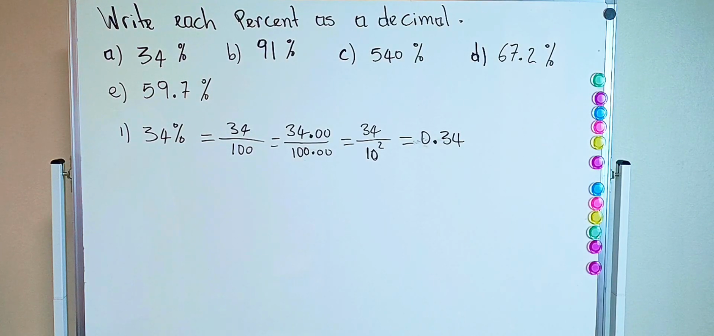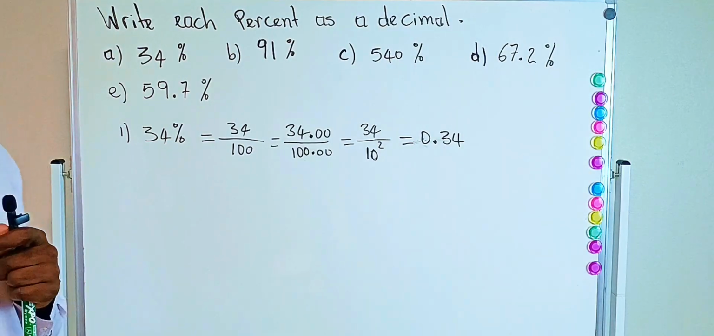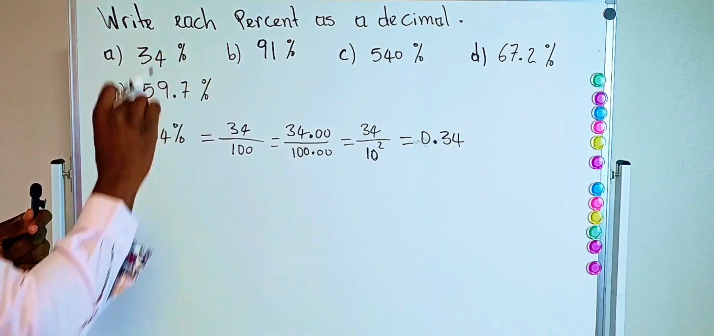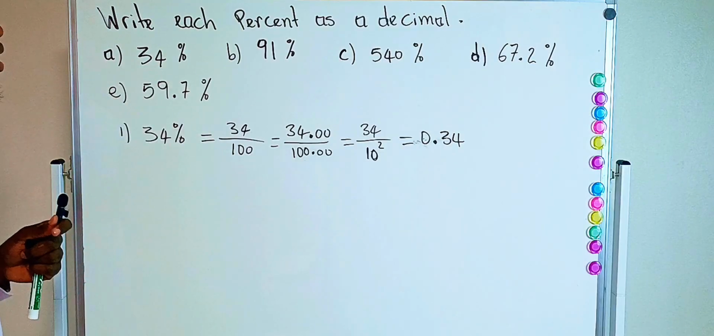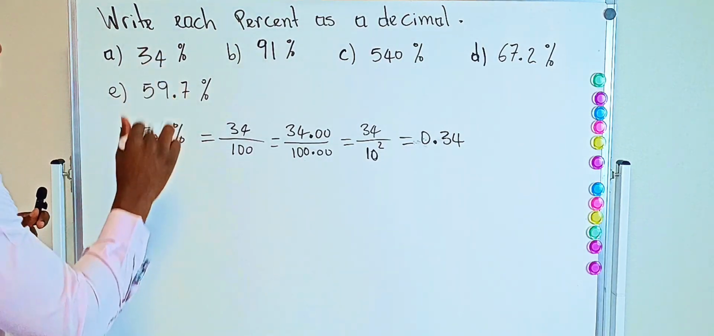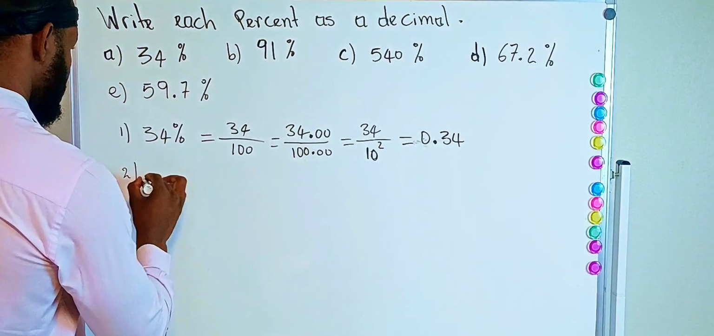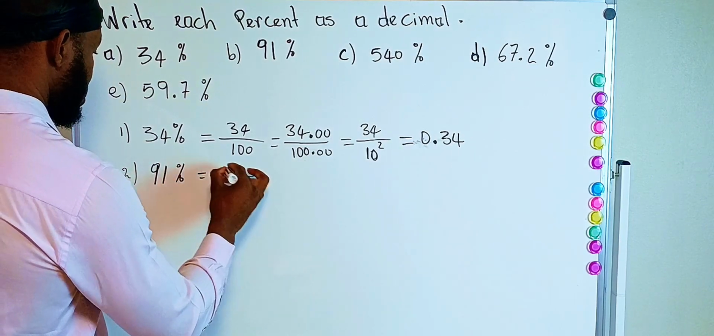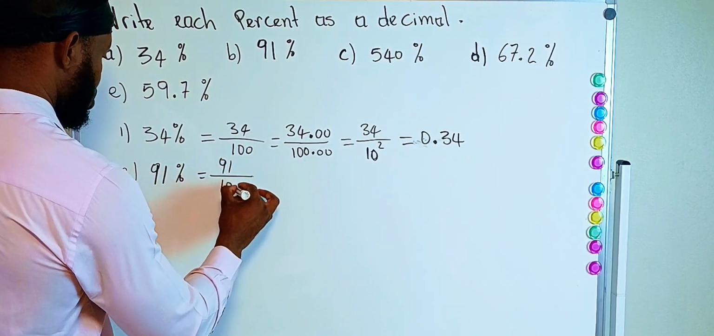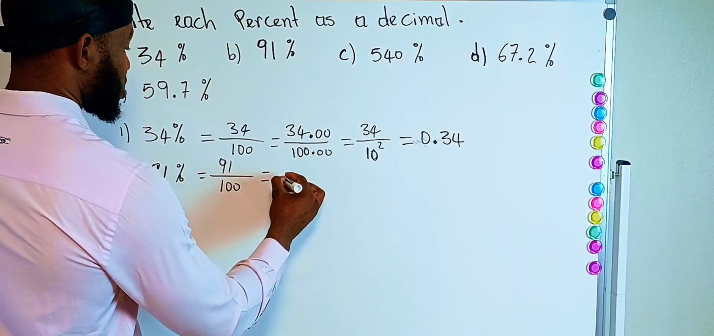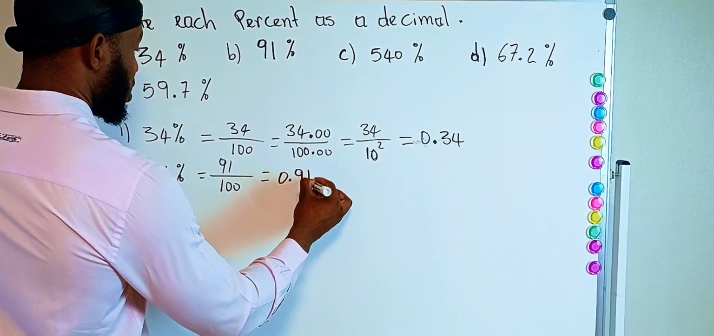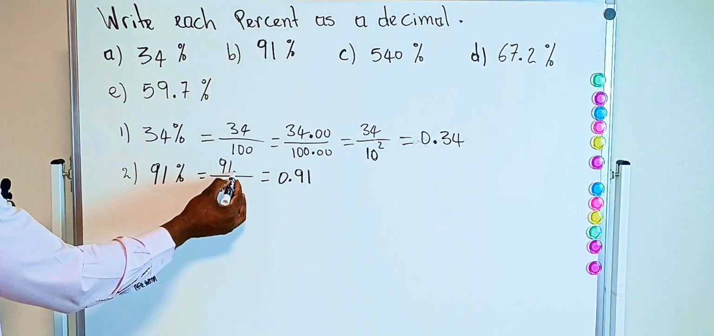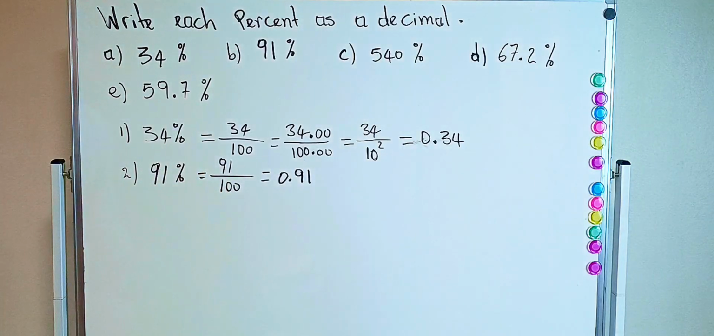Do you guys understand that? So easy stuff, guys. When you gotta divide by 100, you move the decimal point 2 times to the left, and you will get the answer. So let's go real quick for the second one. We got 91%, which is gonna equal 91 over 100. The answer for that is gonna be 0.91, since you move the decimal point 2 times to the left.